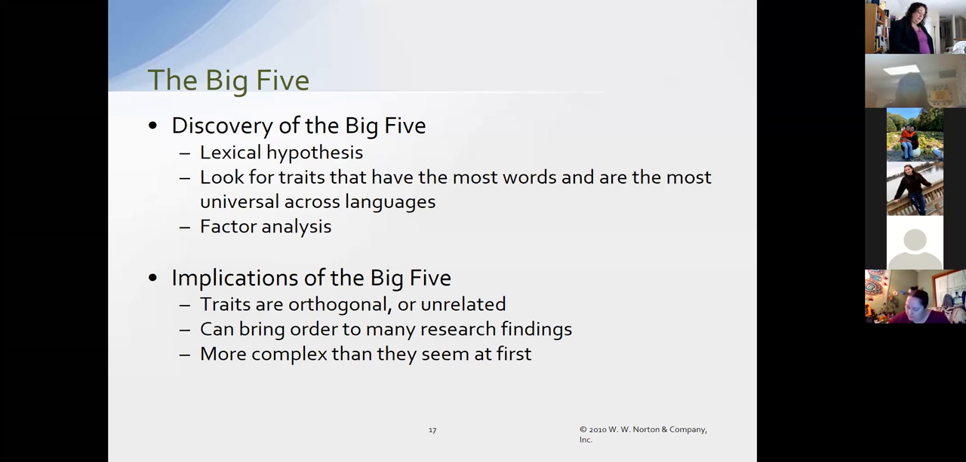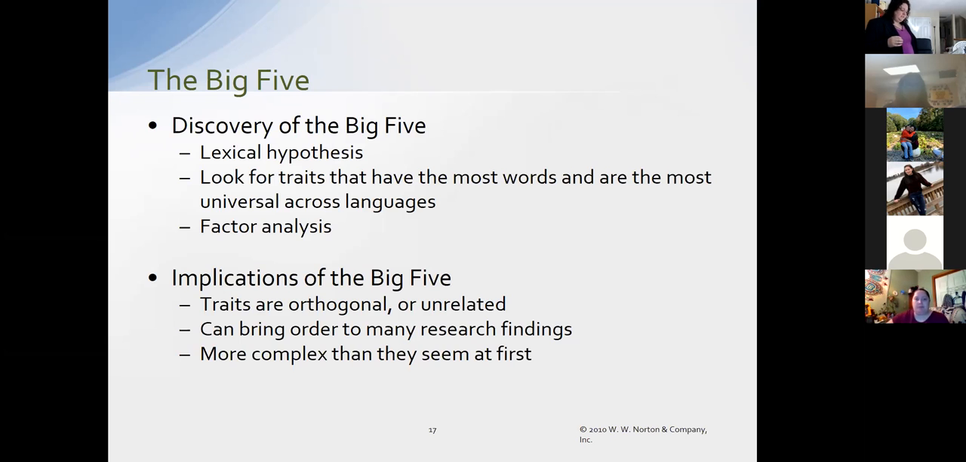So the Big Five were discovered in part due to what's called the lexical hypothesis. The lexical hypothesis is that important aspects of life will be labeled with words in that culture's language. And if something is truly important and universal, there will be many words for it in all languages. So essentially the Big Five was looking for traits that have the most words and are the most universal across languages. So if we look at Spanish, English, Chinese, Afrikaans, they should all have words for these things. They do this with factor analysis. And in fact, many of the original ones, they just went through dictionaries in the different languages and pulled out any term that was related to a trait.